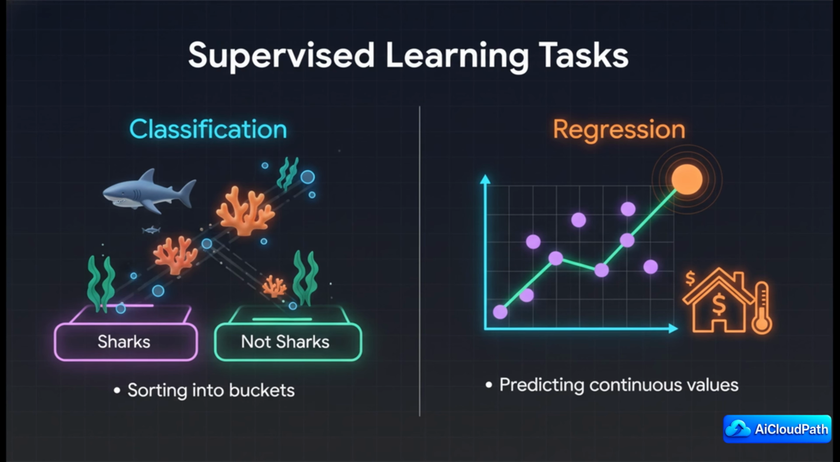The first is classification, which is all about sorting things into different buckets. Is this email spam or not spam? Is the animal in this picture a shark, some coral, or maybe seaweed? The second job is regression. Now that's not about sorting, it's about predicting a specific number, like what the price of a house should be or what the temperature is going to be tomorrow.